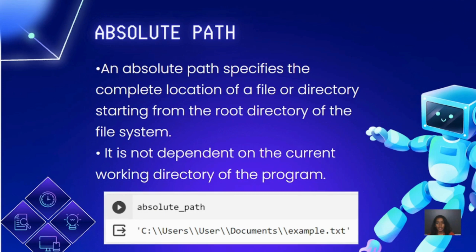Absolute path. An absolute path specifies the complete location of a file or directory, starting from the root directory of the file system. It is not dependent on the current working directory of the program. Absolute path: in the C drive we have users, and under users we have user documents example.txt.